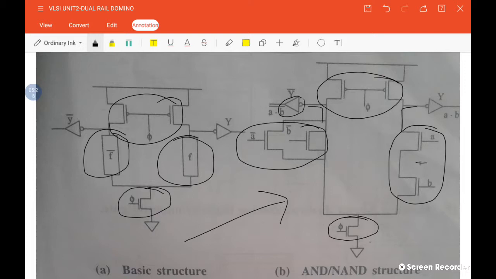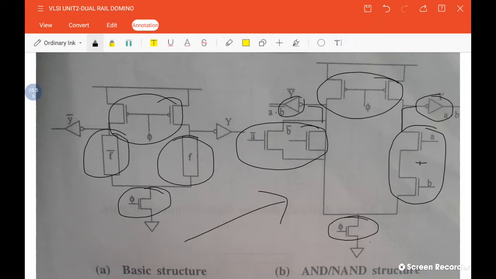The reason we already know: in dynamic circuits you cannot connect the output of one dynamic circuit directly to another dynamic circuit, so we use static inverters in between. For buffering purposes, we use a static inverter at the output side. This is the general structure and AND implementation of a dual rail domino circuit.